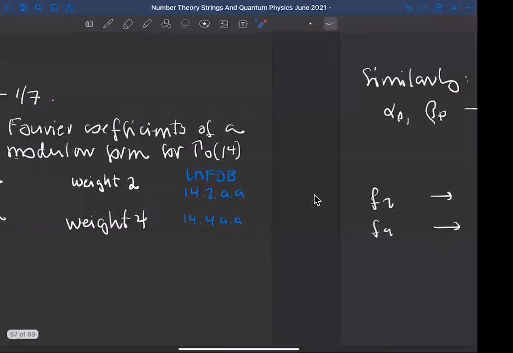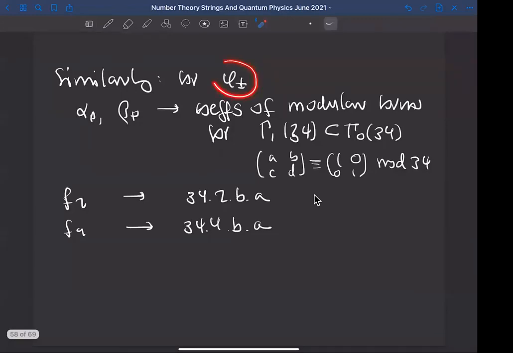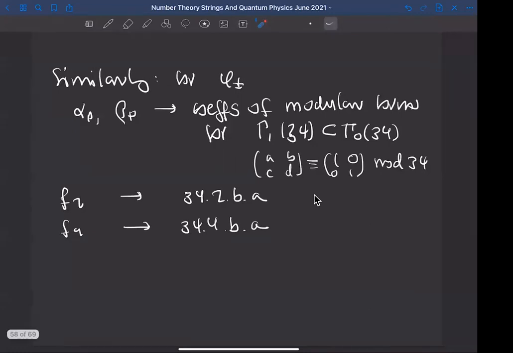And something similar happens for phi plus or minus, except that these are modular forms for the congruence subgroup Gamma_1 instead. And again, you find these functions in the database, and I just put here the labels in the database. Right, so these are modular, and in that sense, they are modular.